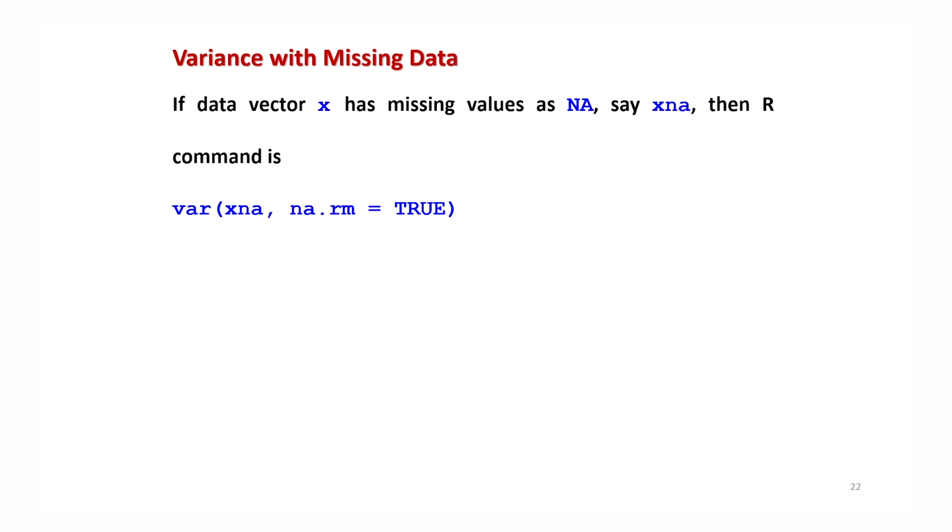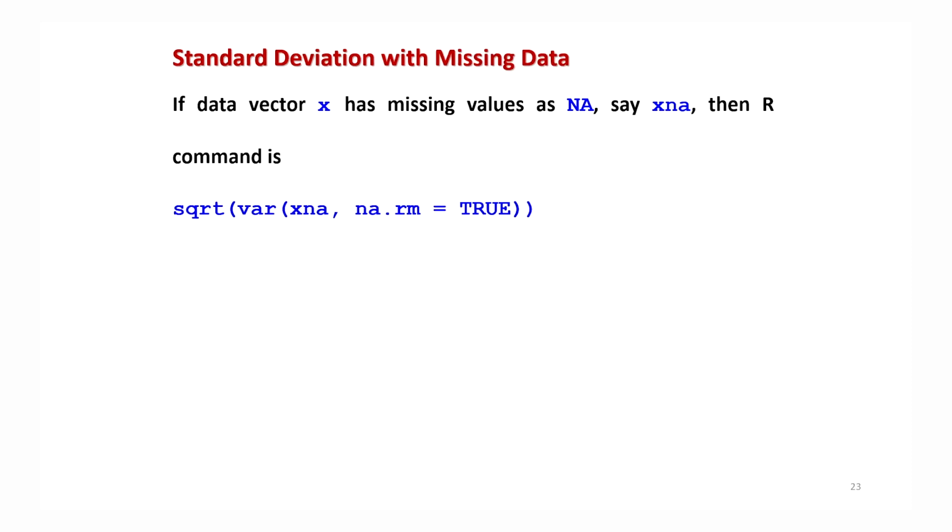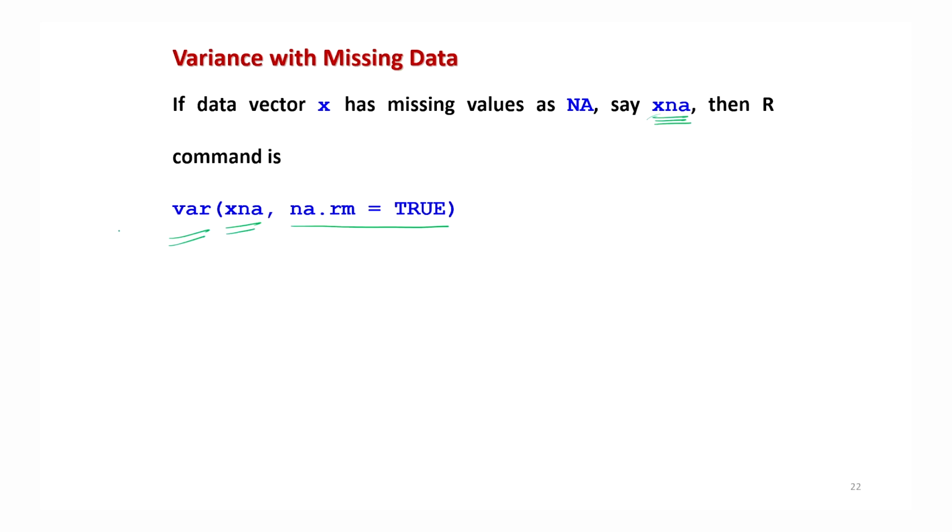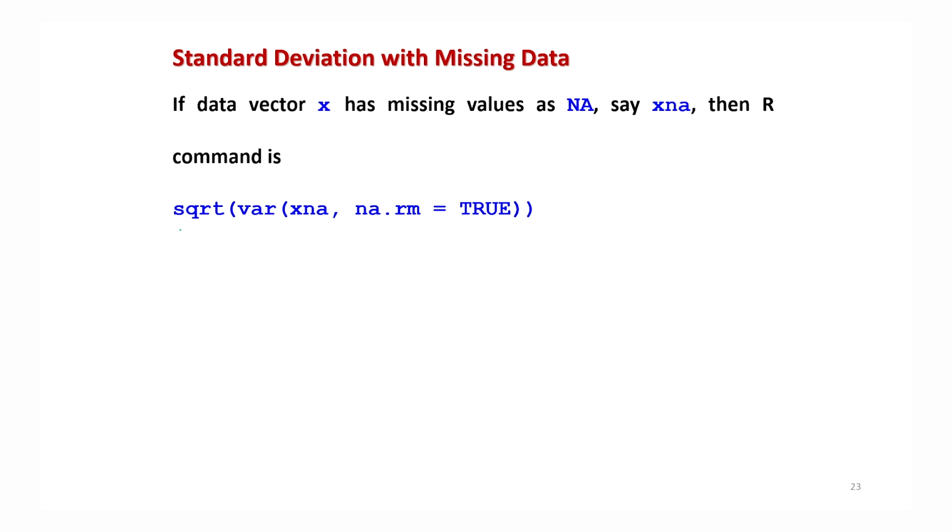Right. Now, in case the data vector x has some missing values, suppose, and this data vector is indicated here as xna. In that case, the variance command is modified as VAR of the data vector xna and then na.rm equal to TRUE, the same approach we have used multiple times. And if you want to find the standard deviation or standard error with the data vector which has a missing value, then you simply have to take the square root of this variance, which I can obtain with this command: square root of variance of xna with na.rm equal to TRUE.